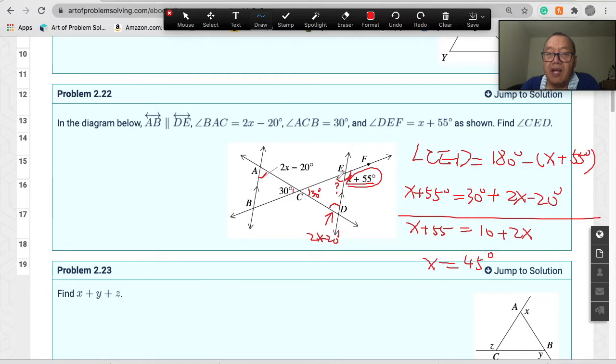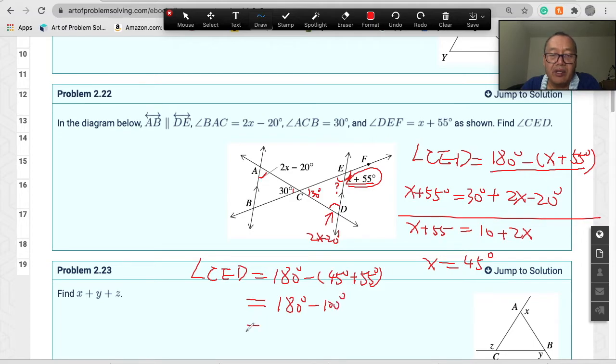So then they ask you for this angle. This angle equals 180 minus the quantity x plus 55. So that means we get this angle CED equals 180 degrees minus, x is 45 degrees, plus 55 degrees. Add these two together, that's 100 degrees, right? So 180 degrees minus 100 degrees, then you get this angle equals 80 degrees, right? We get this one equals 80 degrees.